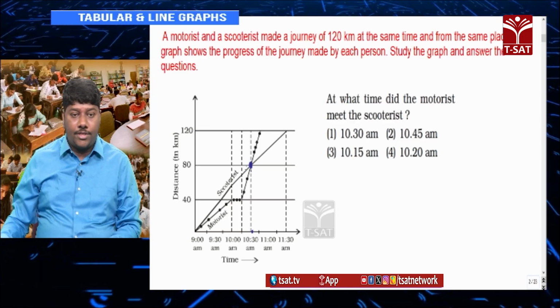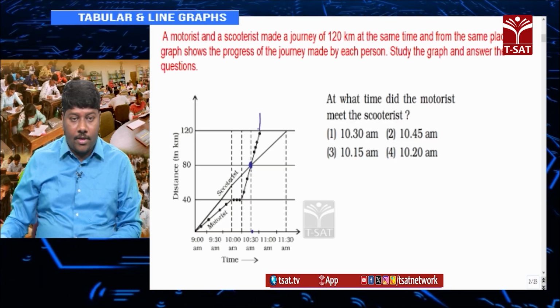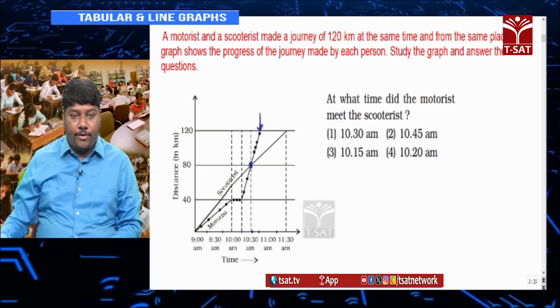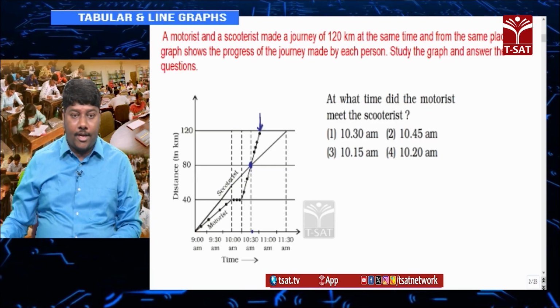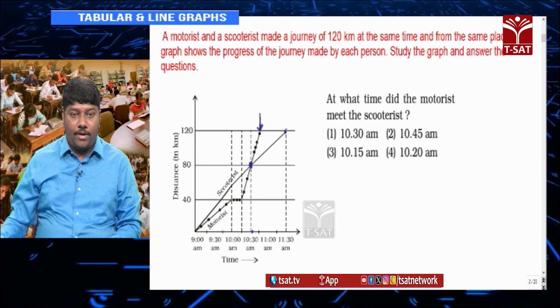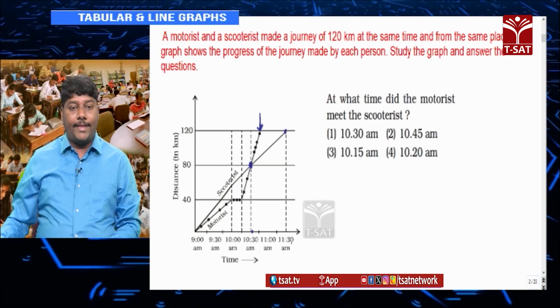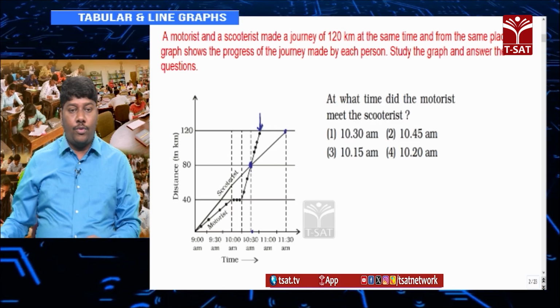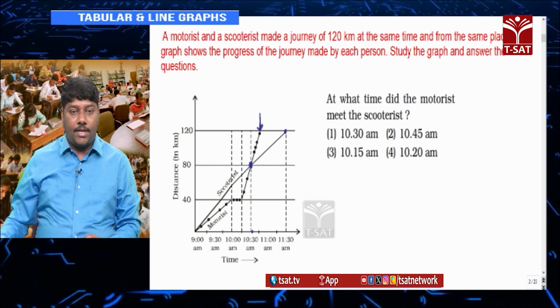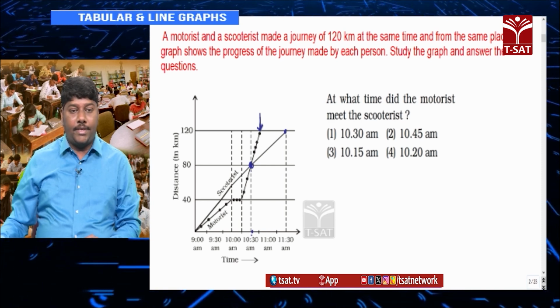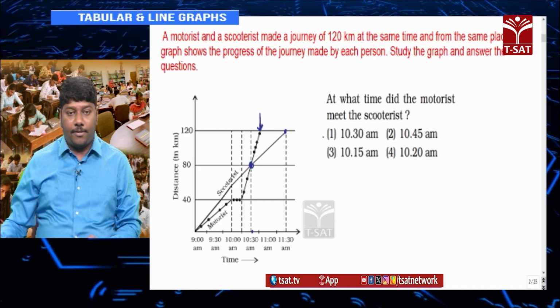Actually, how much time does the motorist take to travel 120? Somewhere between 10:30 and 11. And how much time does the scooterist take to travel 120? He takes until 11:30. 9 to 11:30 means he takes 2.5 hours. But the question asked is at what time they are meeting. So simply the answer is they meet at 10:30.